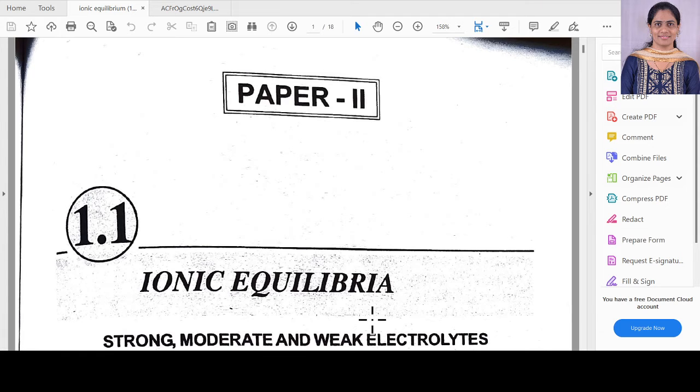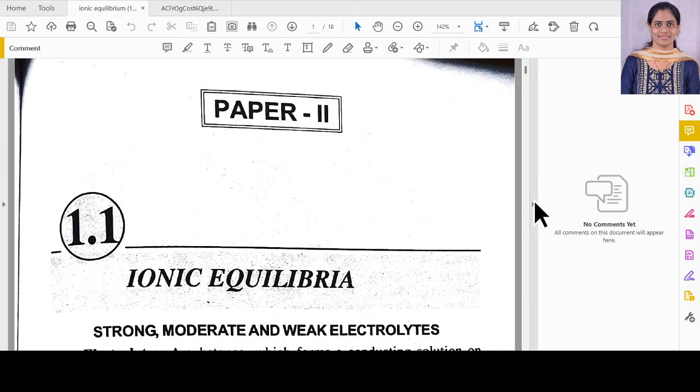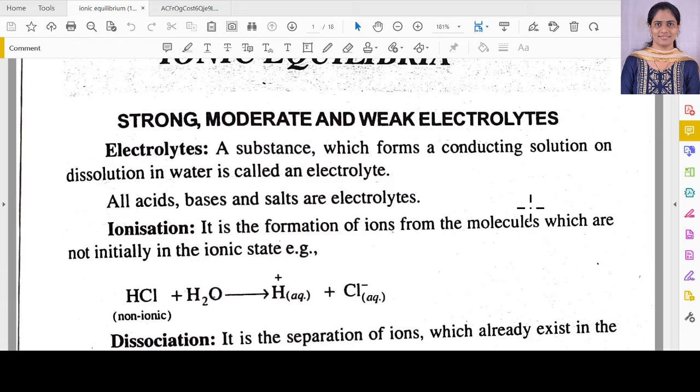Okay, in ionic equilibria we have seen different characteristics of the electrolytes. Basically, what is an electrolyte? It is the species or substance which forms a conducting solution on dissolution in water. So how it dissolves in water and how it forms ions, that is an electrolyte.